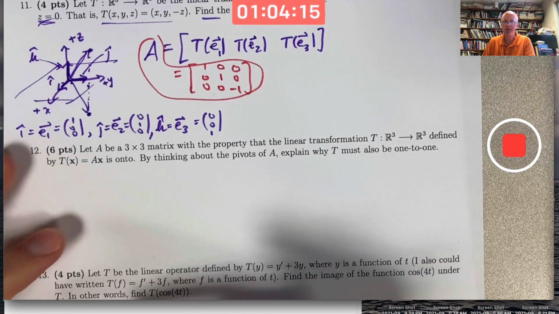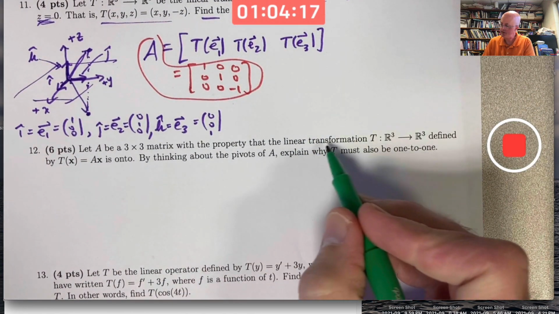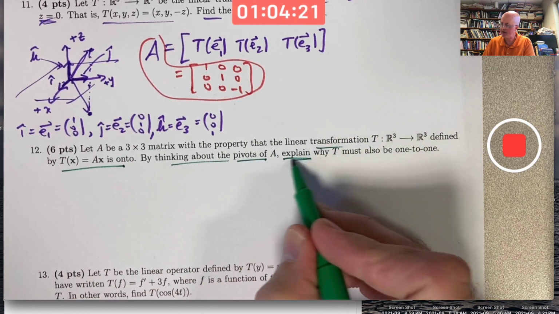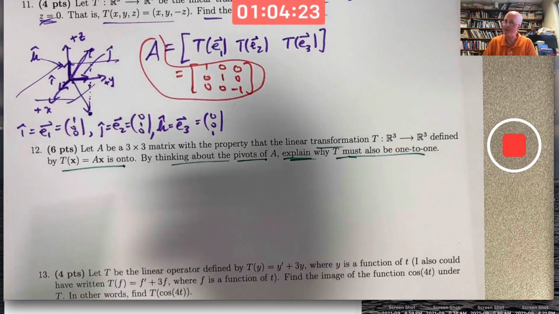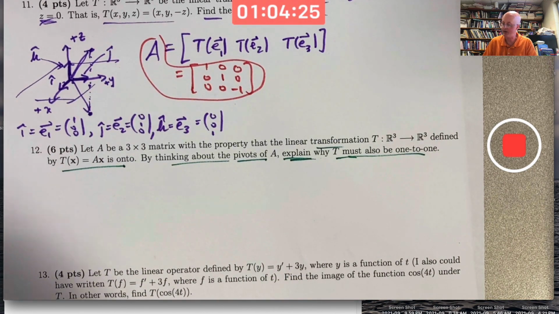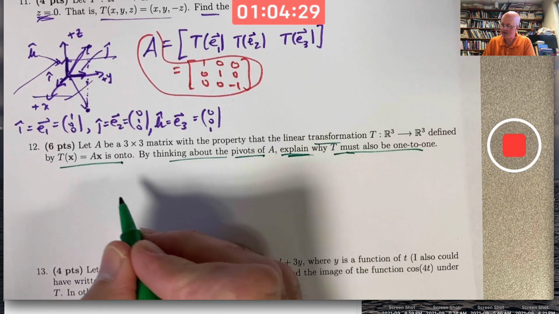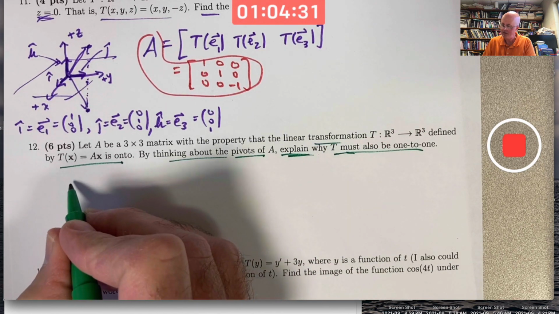12, let A be a 3×3 matrix with the property that the linear transformation is onto. By thinking about the pivots of A, explain why T must also be 1-to-1. We talked about this earlier with pivots in every row and every column. Yeah. A little explanation here.